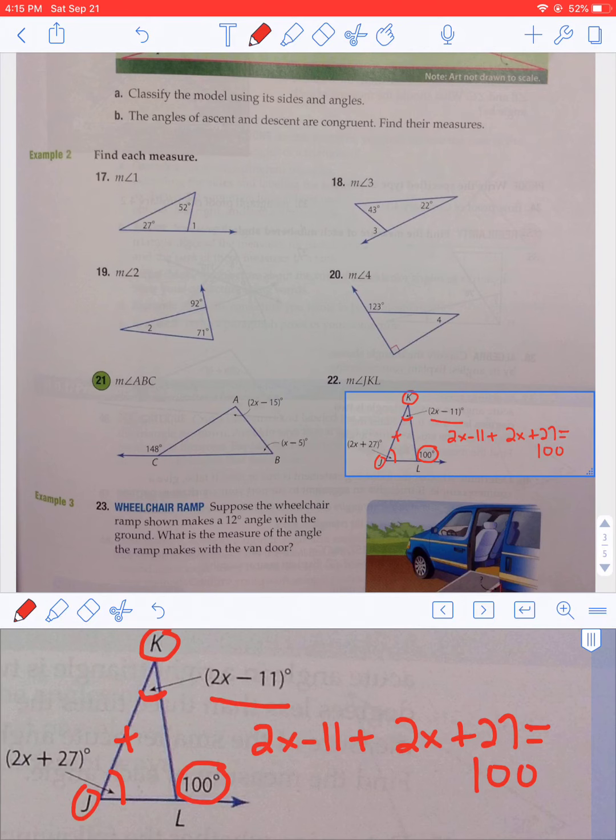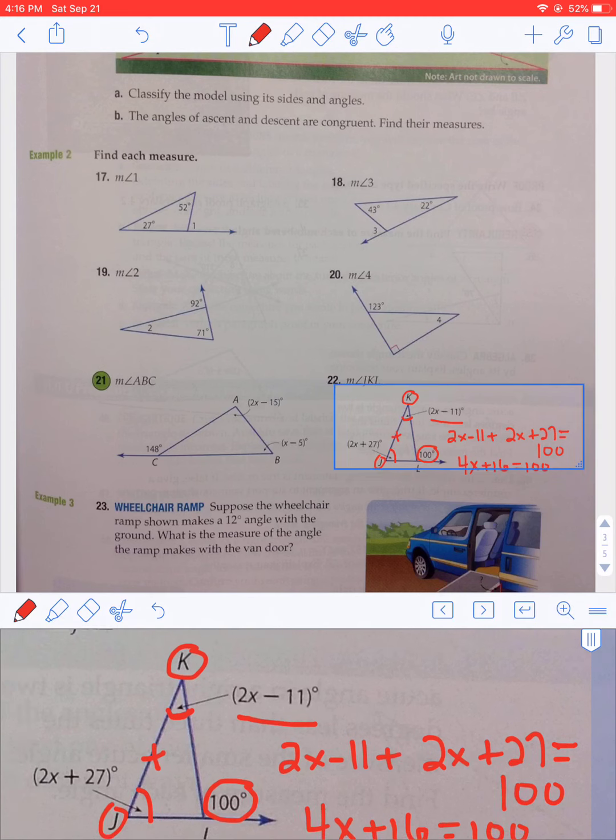Just trust the math. So the first thing we have to do is combine like terms on this left side of the equal sign. So my 2x and 2x become a 4x. My negative 11 and 27 are going to be 16. And then we're just going to do our math. We'll subtract 16 from both sides and divide by 4. I'm going to check that real quick and make sure I do it right. So we're going to take 100 minus 16 divided by 4. So we're going to get x equals 21.